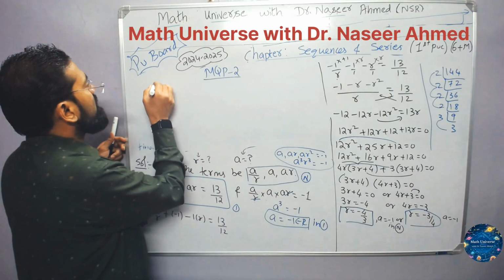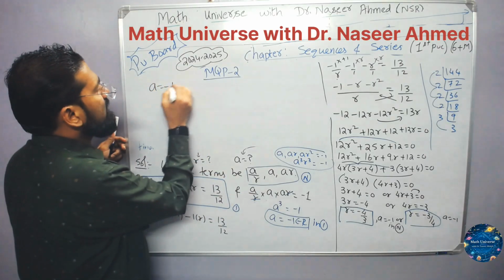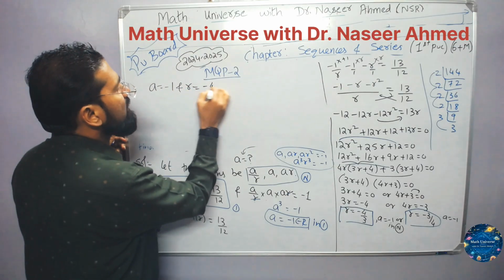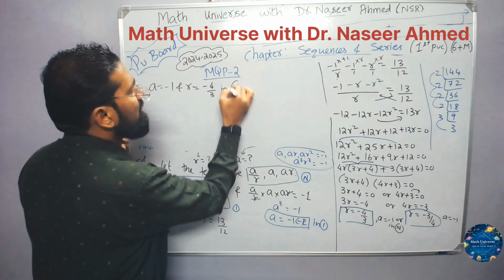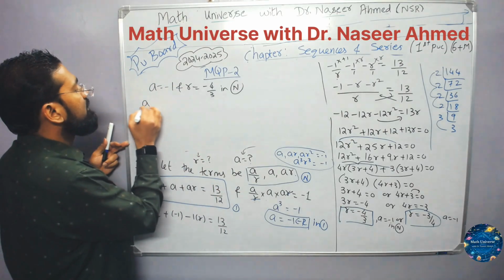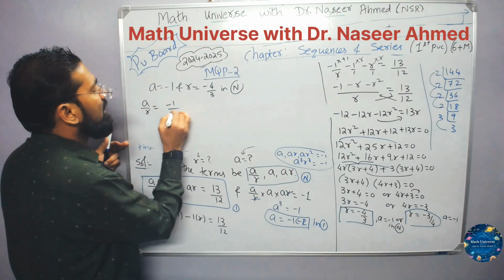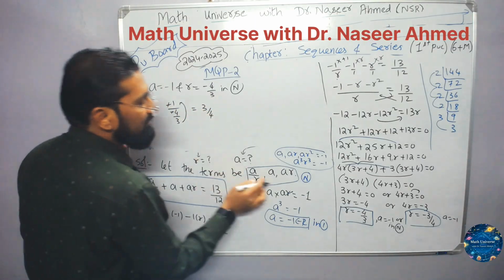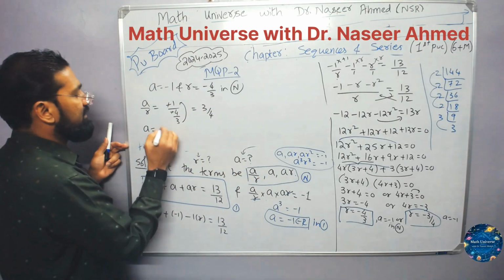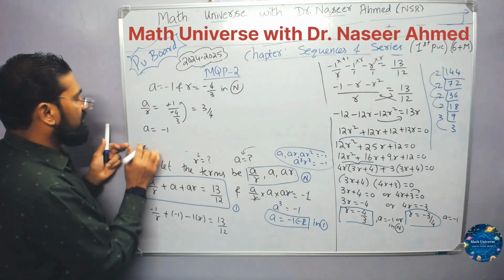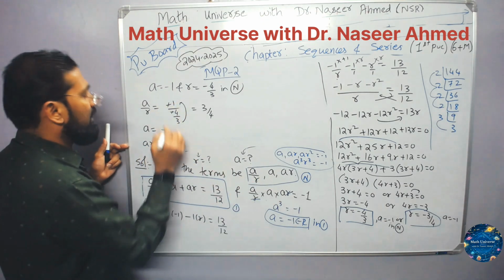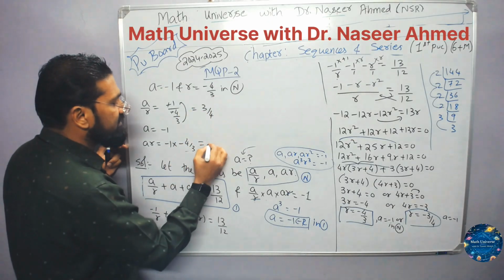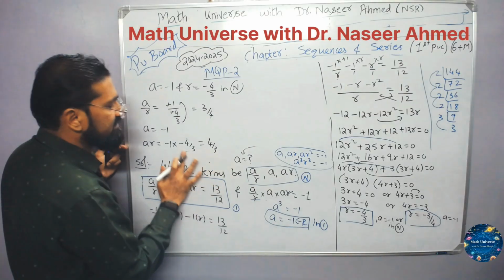So first we are putting a is equal to minus 1 and r is equal to minus 4 by 3 in equation number n. I am substituting, that is a by r. What is a? Minus 1, r is minus 4 by 3, negative will get cancelled, 3 will jump up, so I'll get 3 by 4. Then I have a is equal to minus 1. Then we want a into r. So what is a? Minus 1. And what is r? Minus 4 by 3. Minus 1 is plus. I'll get plus 4 by 3. I hope this is clear.